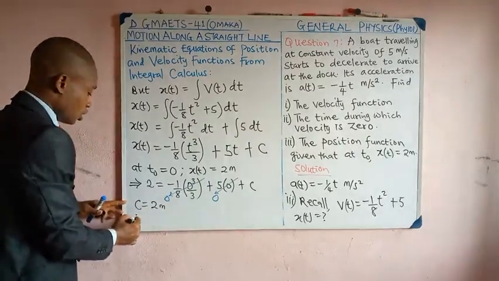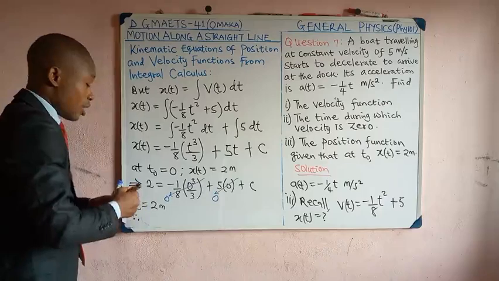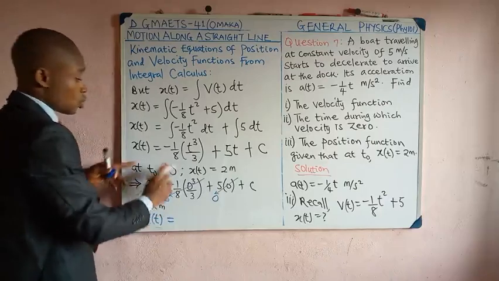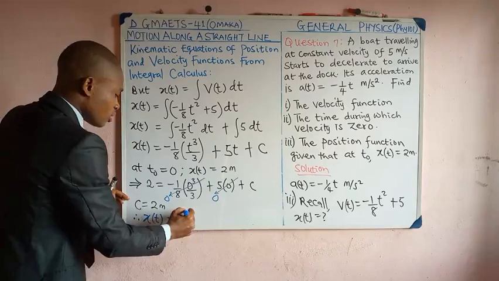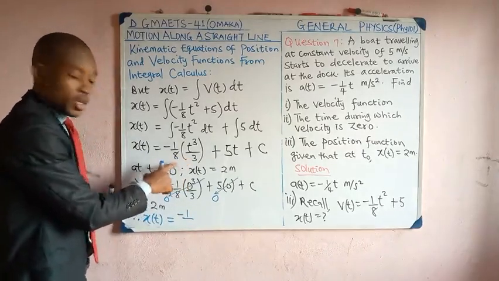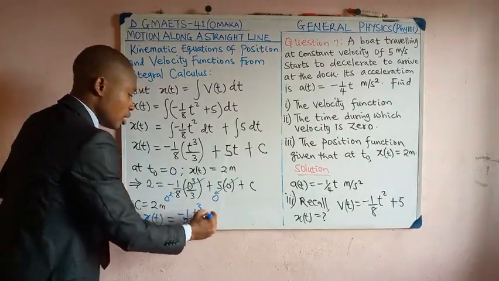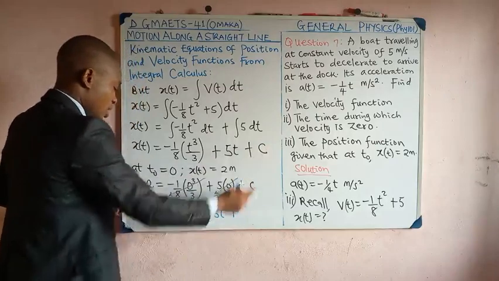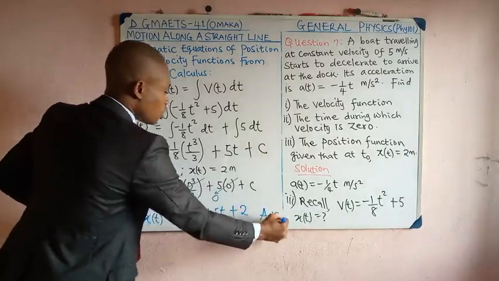In conclusion, the position function x of t, let me use a blue marker to write that, will now be equal to, we'll go back to the integration value we obtained. That's going to be minus 1 all over, this is 3, 3 times 8 will give us 24. So minus 1 over 24 t cubed plus 5t plus our c, which is 2. So I'm going to fix up 2 there.